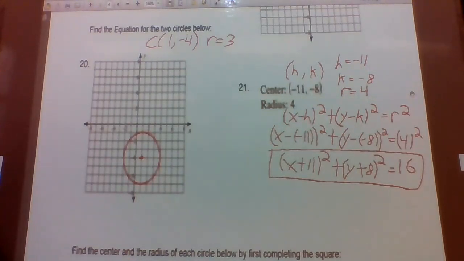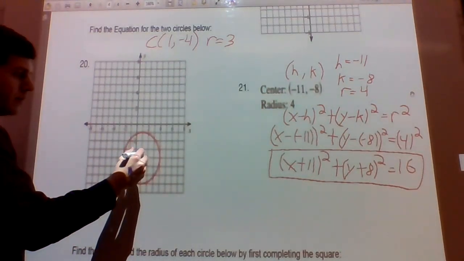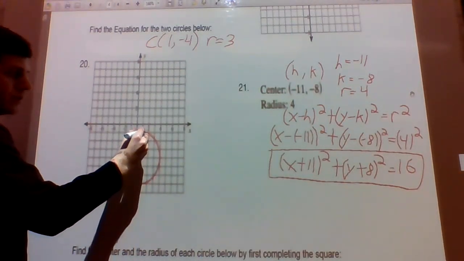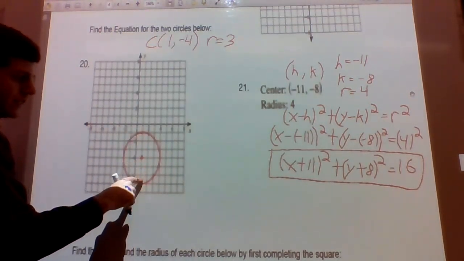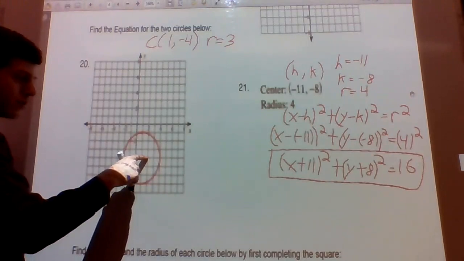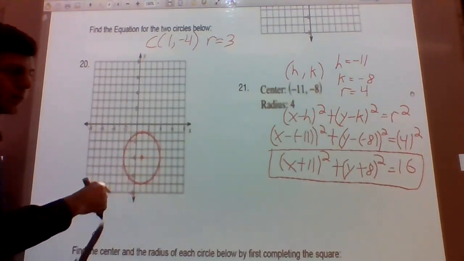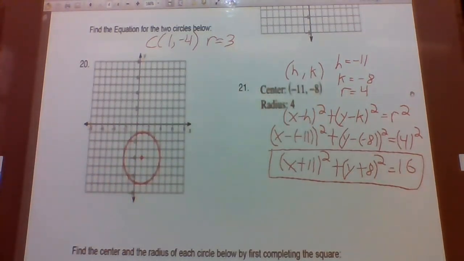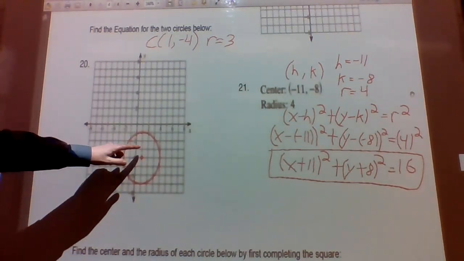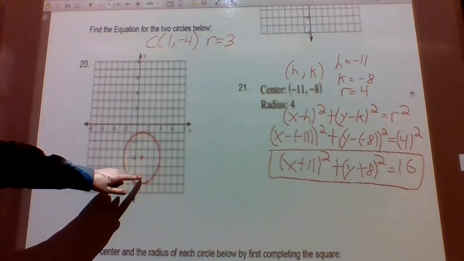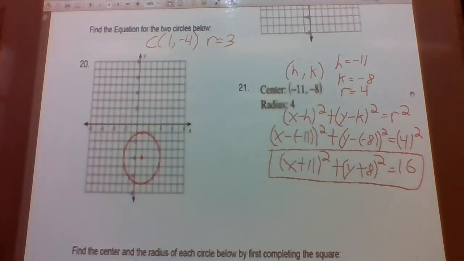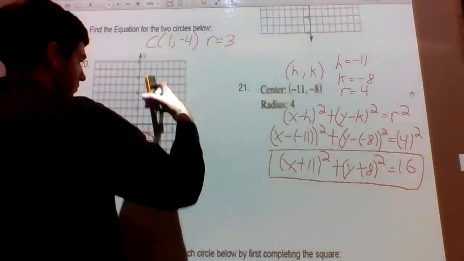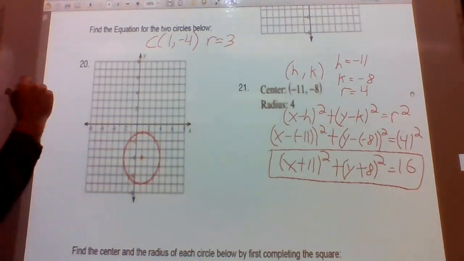Okay, we got the radius because we know that the circle is 3 units away from the center. We did that by going straight up. We could have gone straight down. That's 3 units away. The right is 3 units away. The left is 3 units away. The distance between the center and the circle is 3 units. If we could tilt the graph, it would be 1, 2, 3.